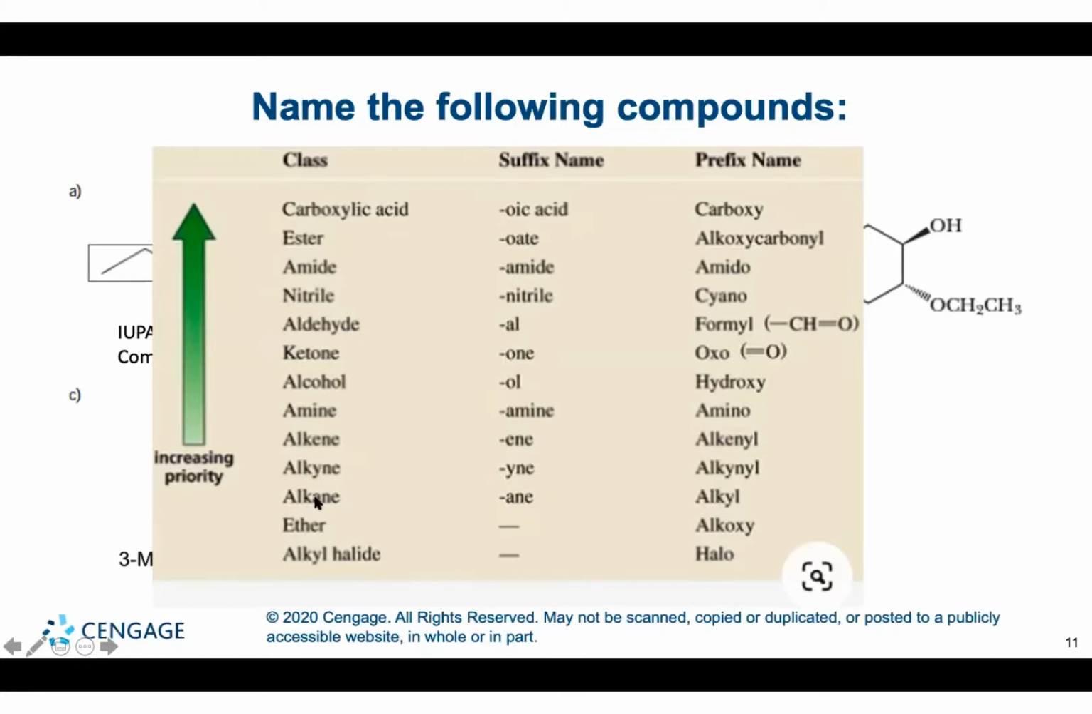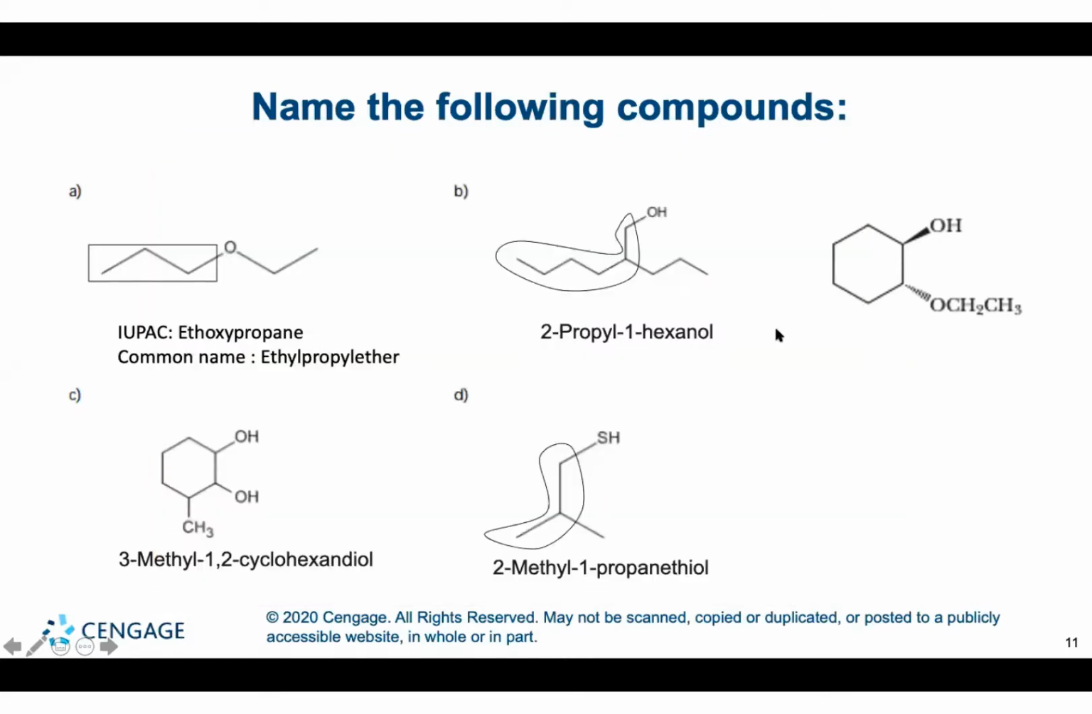Which one is prior? Alcohol, because it's higher in the table compared to ether. So always, guys, the functional group that is higher is going to be my parent name or root name. Okay, so the functional group that is higher in this table would be my root name.